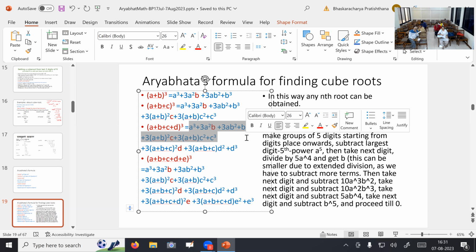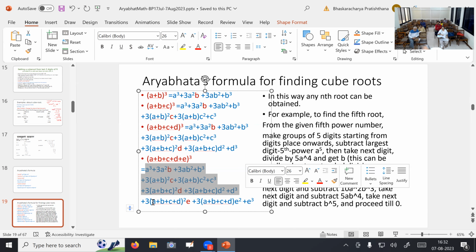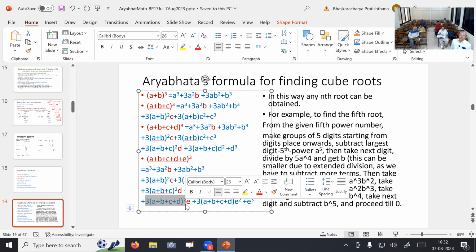Once you get d, you subtract 3 into (a plus b plus c) into d square and further subtract d cube. That means so far you have subtracted (a plus b plus c plus d) cube, and still suppose something remains. Then one more digit is e, suppose. For that e to be obtained, you have subtracted up to this, and then whatever remains you divide by 3 into (a plus b plus c plus d) square and get e. Once you get e, you further subtract 3 into (a plus b plus c plus d) into e square, further subtract e cube. Then if you get 0, the matter is over, and you have got 5 digits in the cube root.